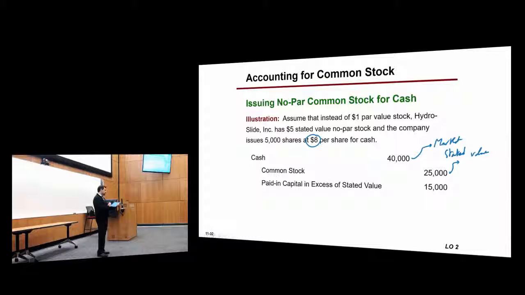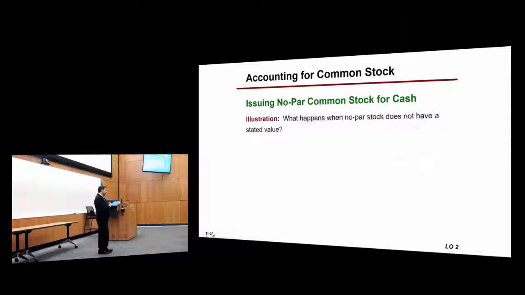So this is when the company issues no par common stock that has stated value. If the common stock had no par value and no stated value, the whole amount will be credited to common stock. There will be no paid-in excess because there is no stated value nor a par value. Any questions?